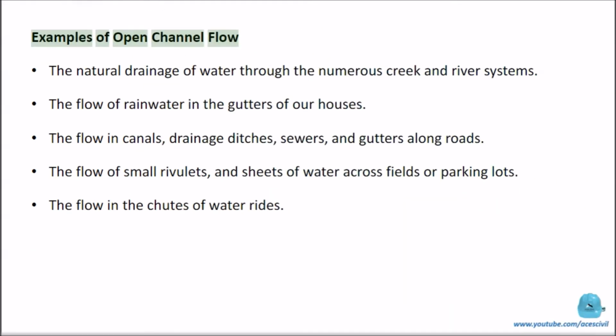Examples of open channel flow: the natural drainage of water through the numerous creek and river systems. The flow of rainwater in the gutters of our houses. The flow in canals, drainage ditches, sewers, and gutters along roads. The flow of small rivulets and sheets of water across fields or parking lots. The flow in the chutes of water rides.